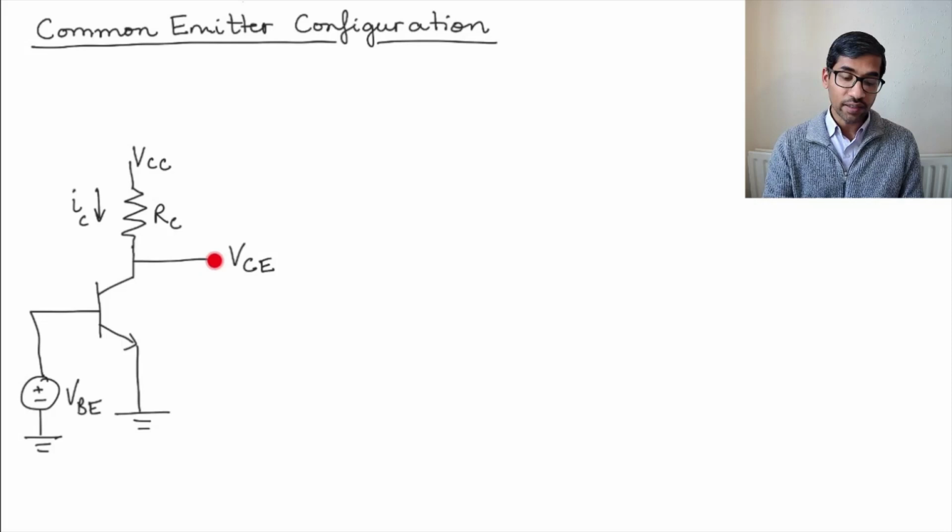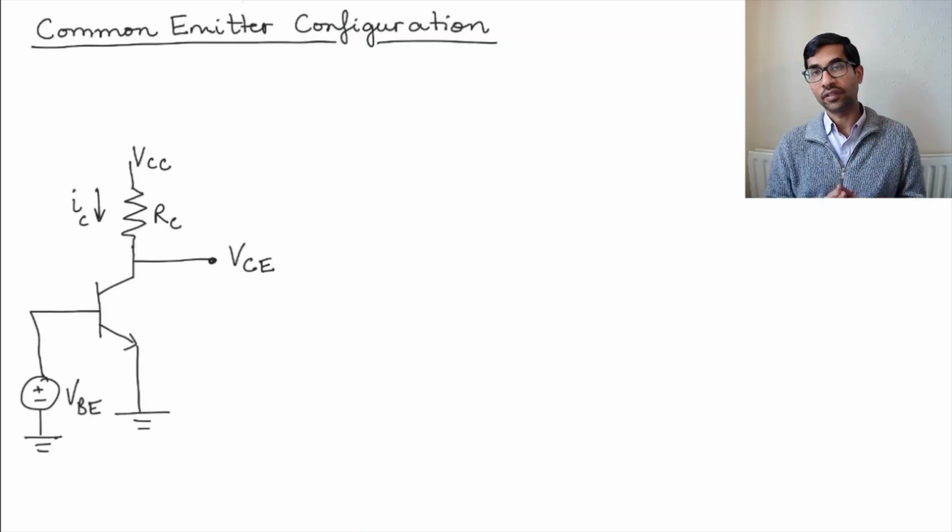So the collector voltage is basically measured with respect to ground, but the ground is connected to the emitter. And similarly, the base voltage is also measured with respect to the emitter, and therefore we call this the common emitter because the ground is connected to the emitter.